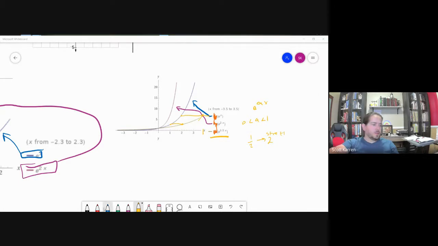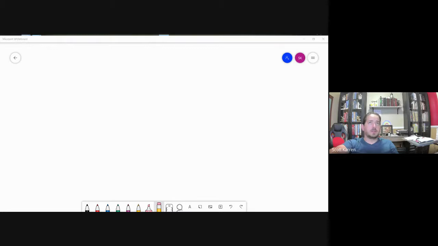Let's move on. Let me clear this out, and get to 5.3. And 5.3 is now logarithmic functions.